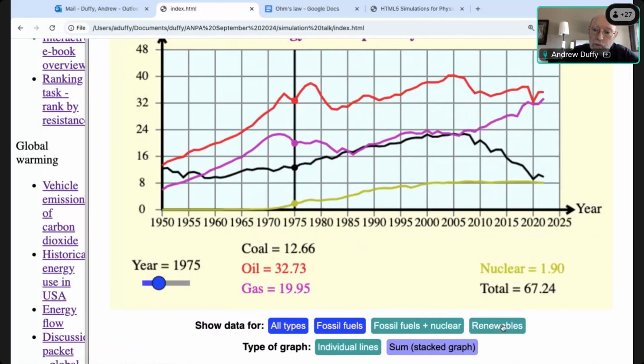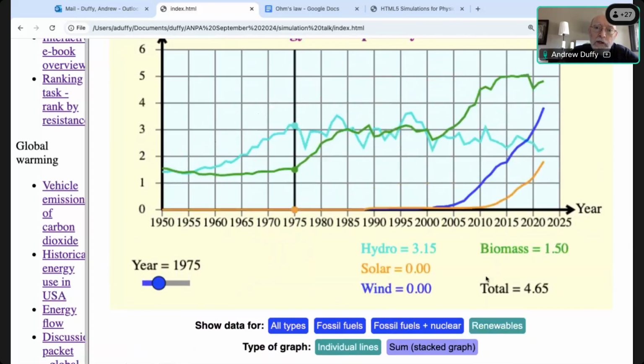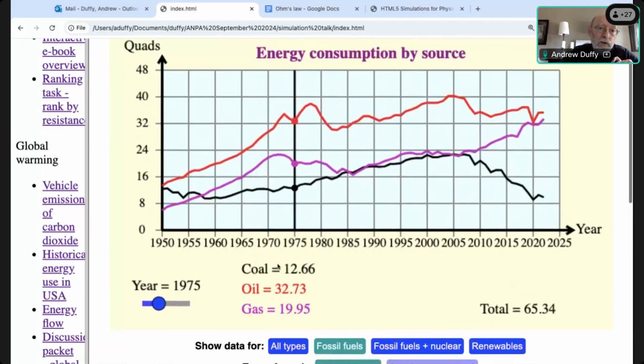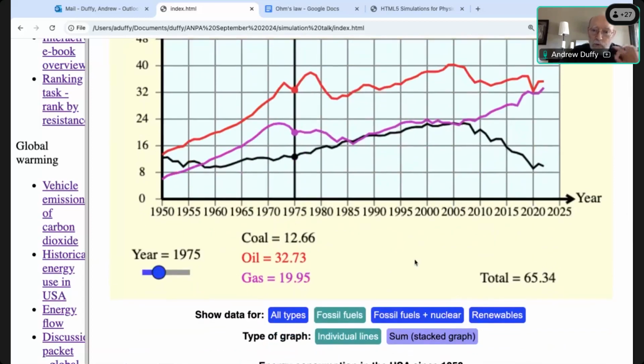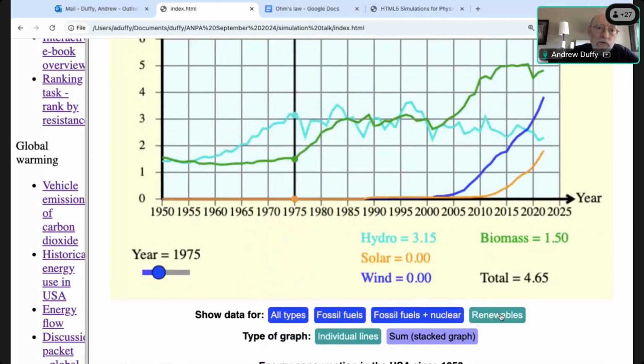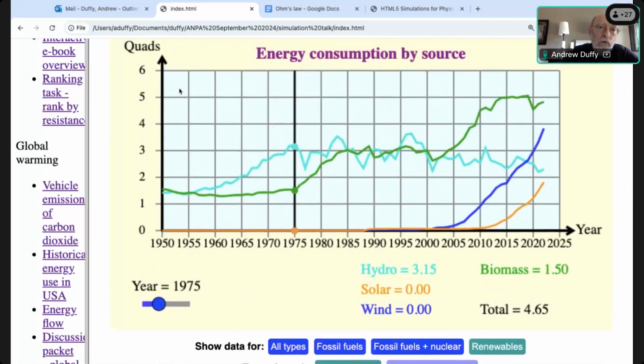What about the renewables? Okay, so renewables are here, and the green one is the biomass. Hydro is pretty flat. The other thing to notice is that when you move from fossil fuels, which goes up to 48 quads, you can see the units are completely different. So we're zoomed in when we get to the renewables. This is just 0 to 6, so we're way down on the scale. So be careful of that.